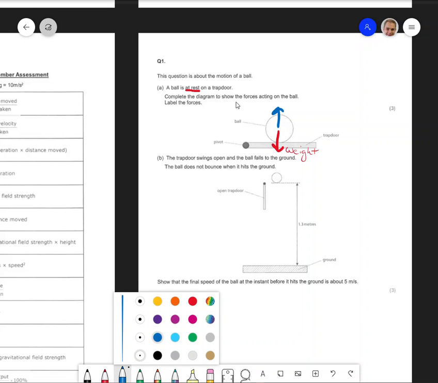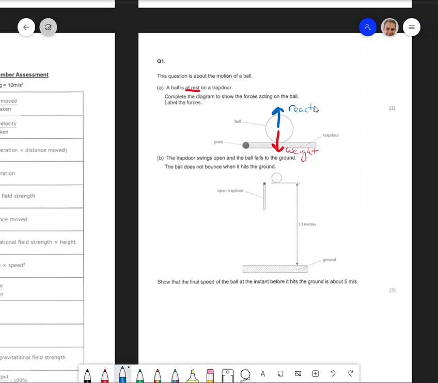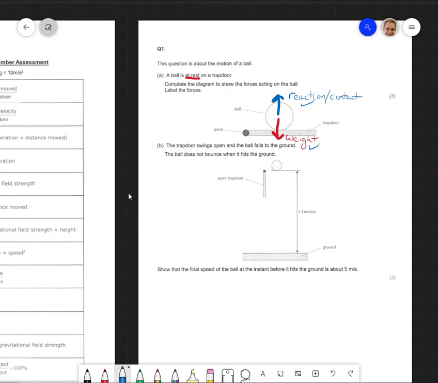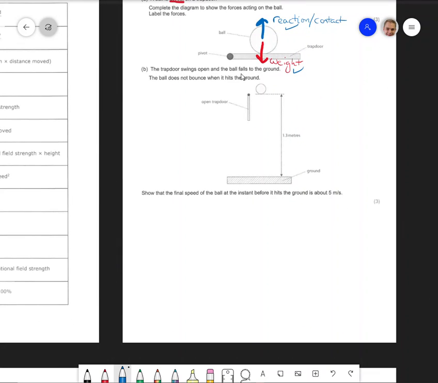Now this force has a couple of different names. It's coming from the fact that the ball is pushing into the trapdoor. It's sometimes called a reaction force or a contact force, because it's in contact with the trapdoor. It's not upthrust, because that's to do with water. It's not drag, friction or air resistance. None of those forces are acting, just these two, one up, one down. So 1 mark is for the top one, 1 mark is for the second one. The third mark is for these arrows being about the same size, just by eye.